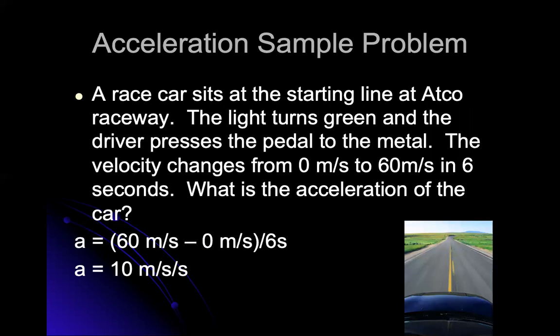All right, here's a problem. A race car sits at the starting line at Atco Raceway. The light turns green and the driver presses the pedal to the metal. The velocity changes from 0 meters per second to 60 meters per second in 6 seconds. What's the acceleration of the car? Remember, the first thing we have to do is find the change in velocity. So 60 minus 0 is 60, divided by 6 seconds. So this car's velocity is increasing at 10 meters per second squared.